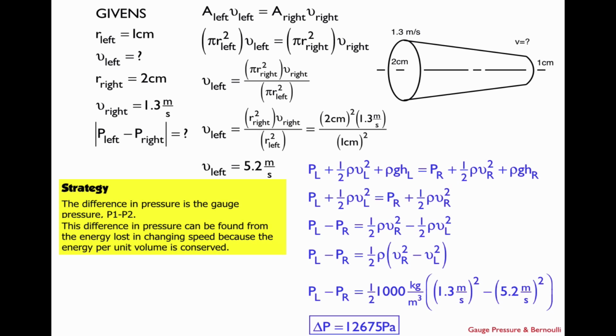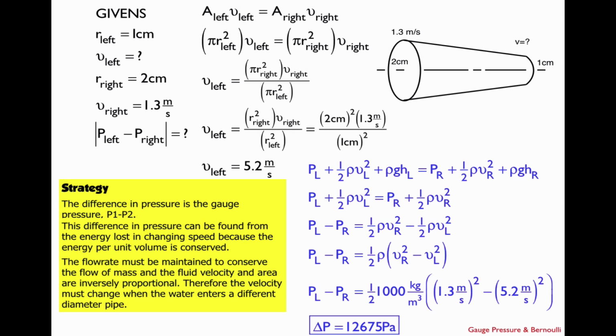Now let's keep going with the top. The flow rate must be maintained to conserve the flow of the mass in the fluid, and the area is inversely proportional. Therefore, the velocity changes when the water enters a different diameter pipe. So that's great. It's telling me continuity equation, but it's not saying the words continuity. It's actually telling me that the flow rate must be maintained to conserve mass, and that because of that, the velocity and area are inversely proportional. So again, I'm using the proper vocabulary, and then describing exactly what my expectation is, by the velocity changing with a different area. But it's in a backwards order.